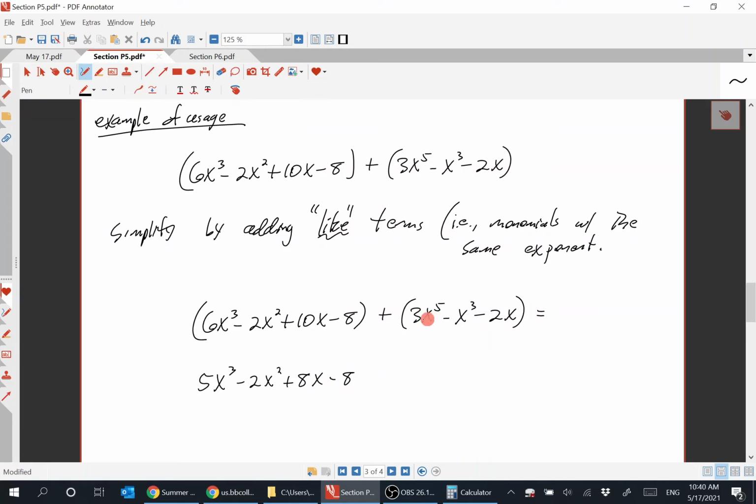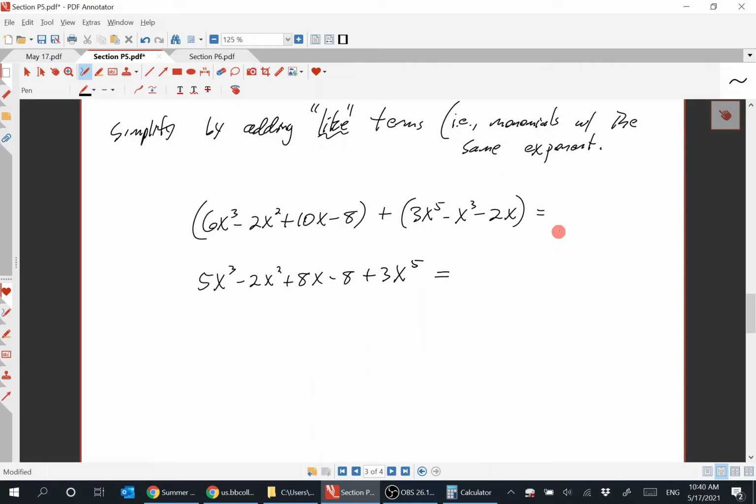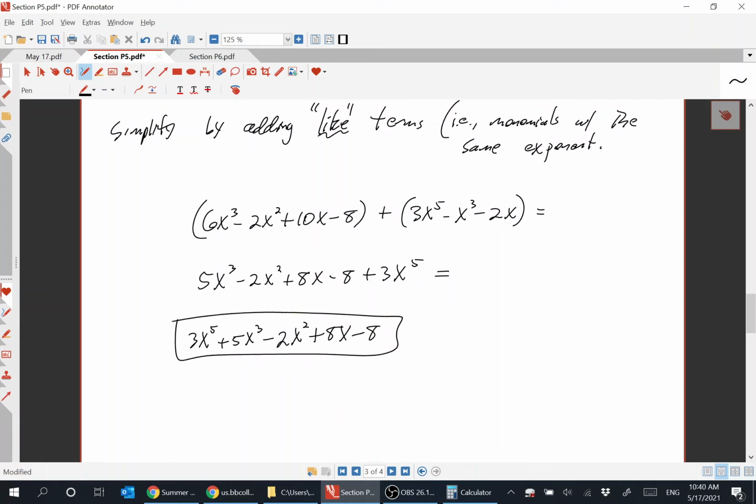And then here I have that 3x to the fifth. It's standard to put the exponents in decreasing order or in increasing order, but it's sorted somehow. So this would be 3x to the fifth plus 5x to the third minus 2x squared plus 8x minus 8. Okay, and that would be a final answer. Notice I'm still evaluating expressions. I'm working in a chain of equalities, but because these expressions are all kind of long, I've got to go top to bottom rather than left to right. But that's fine.